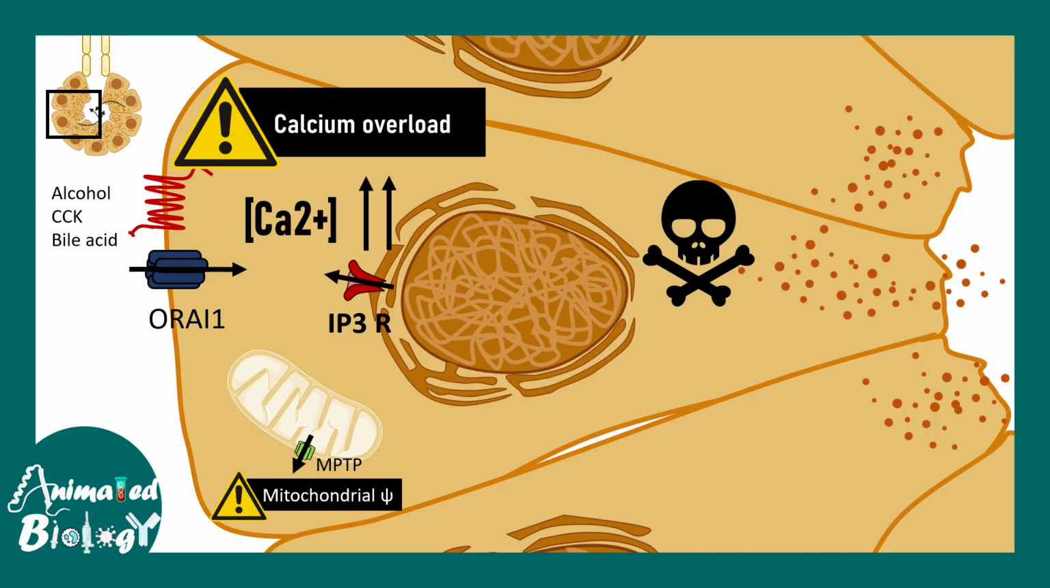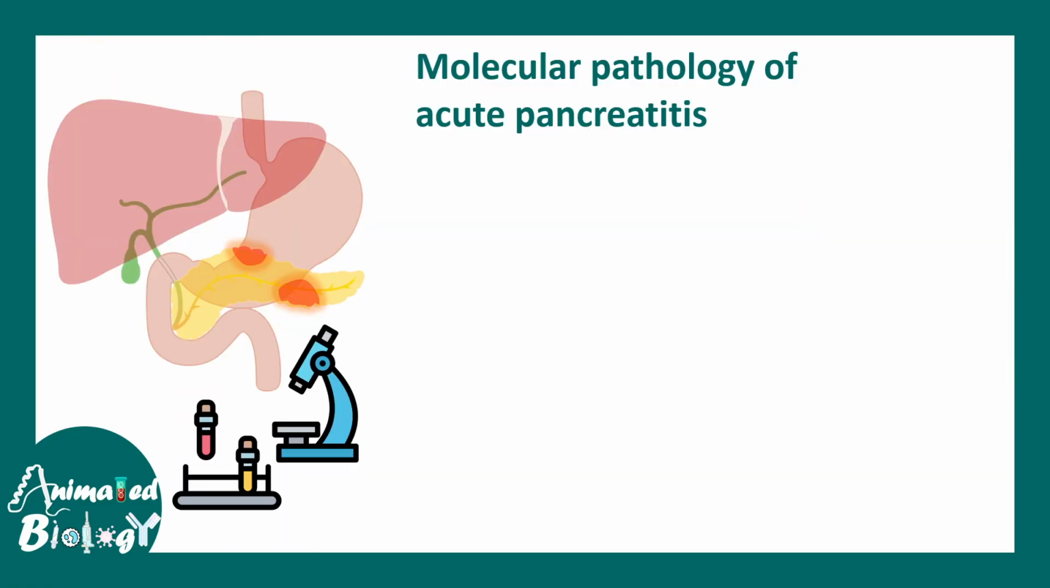There would be no ATP generation. So ATP depletion is a predominant cause. All these things lead to a problem in these acinar cells, and acinar cells get damaged. They eventually undergo necrosis. Now let's talk about the overview of the molecular pathology.